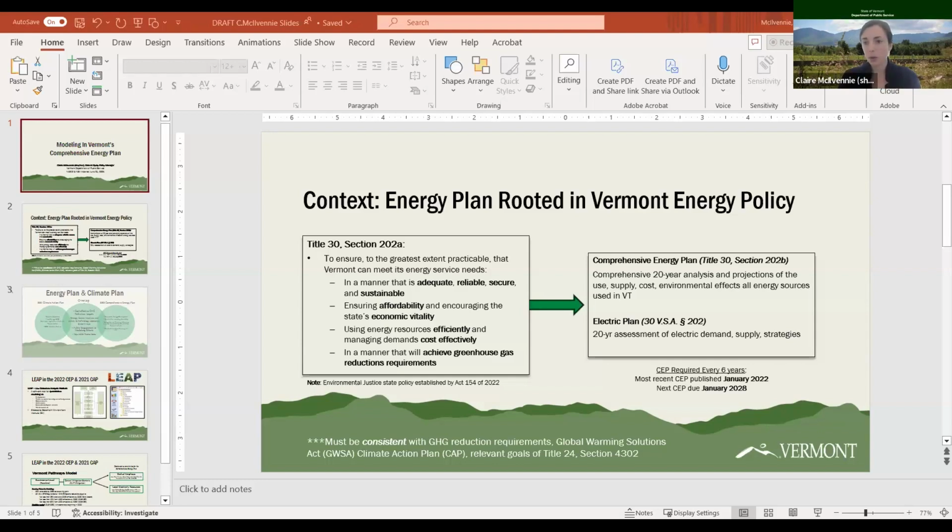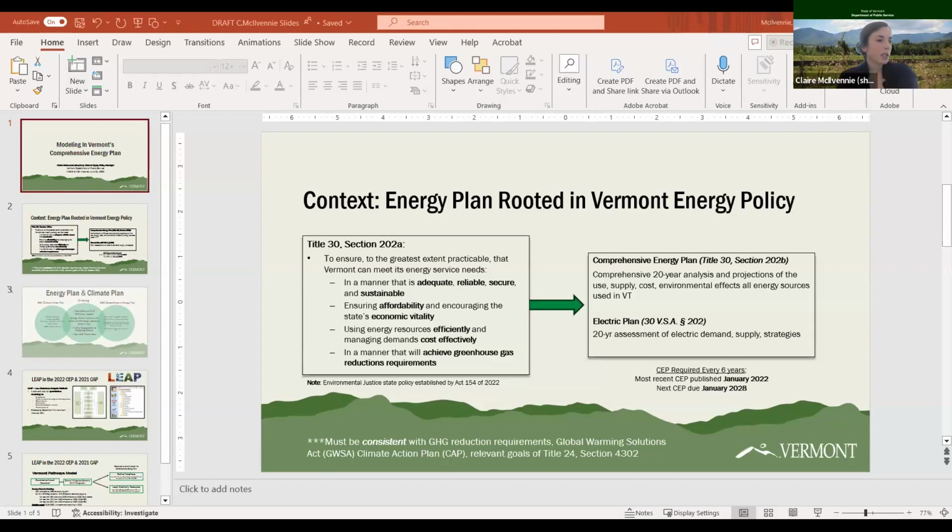We're required to do both of them at least every 6 years. We could choose to do them more frequently if we wanted to. And we typically say that the electric chapter of the Comprehensive Energy Plan and some supplement counts as the electric plan. We could separate them more explicitly if we wanted to.